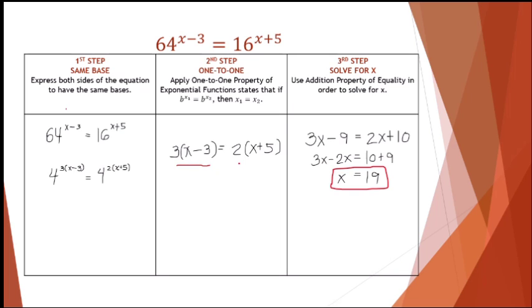Okay, ayan. Next, sa step 3, so we have 3x minus 9. So, dinistribute natin, ayan. So, we have 3 times x is 3x and 3 times negative 3 is equal to negative 9 is equal to 2 times x is 2x. 2 times 5 is 10 or positive 10.